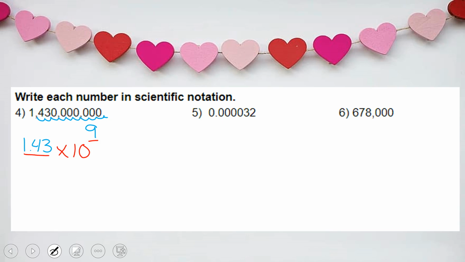Okay, on 5, we're going to set it up kind of the same idea. Again, for my A value, I need to move this decimal until I get a number between 1 and 10, and that is looking like a 3.2. Now, I can already tell from the beginning of this that my standard form is a very, very small number, right? It's a decimal with a lot of digits. So I know that this exponent has to be negative. Now, how many spaces did we move? Well, we moved 5. So this exponent would be a negative 5.